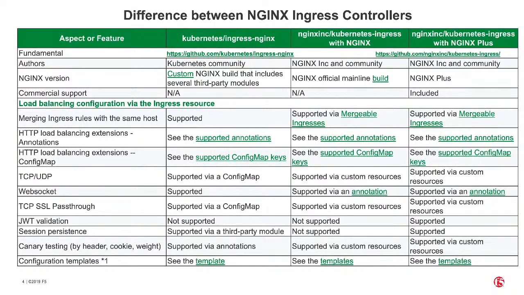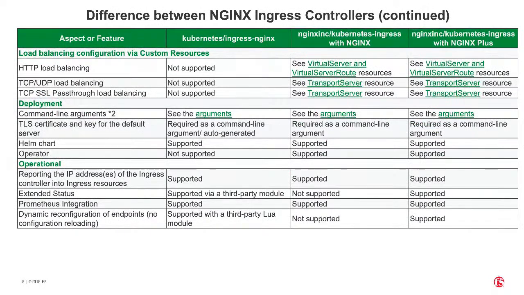So there's a lot of differences. I won't go step by step on this one. This particular slide will be sent to you very soon, so I'm sure you'll have time to read through it. One thing which I want to highlight is that JWT validation and session persistence is not available in the community editions. It's only available with the Kubernetes Ingress from NGINX, which we will see today. Continuing from that, let's not waste any time.